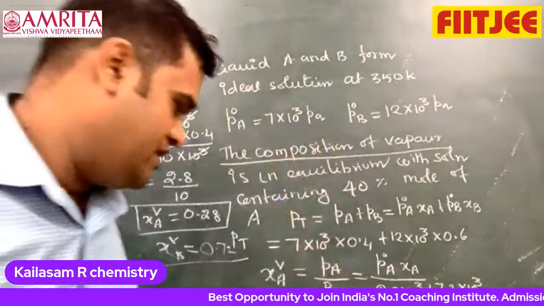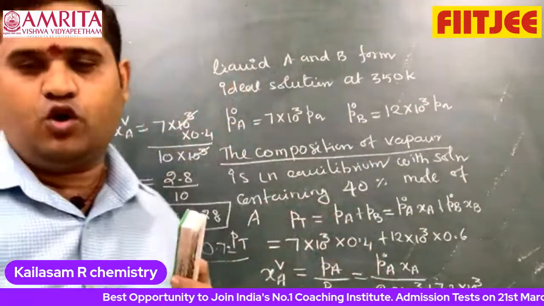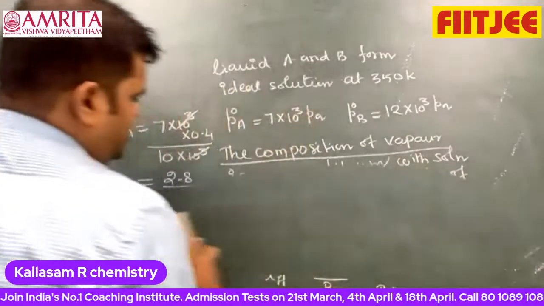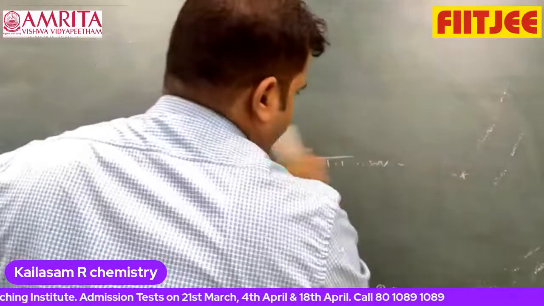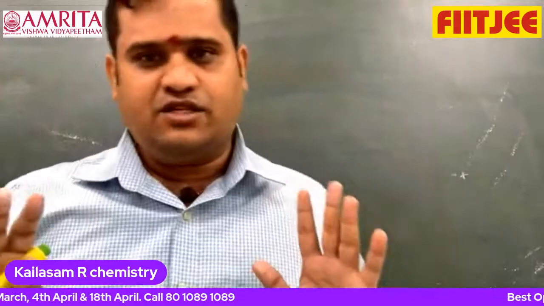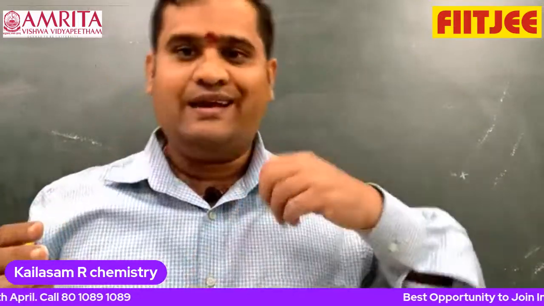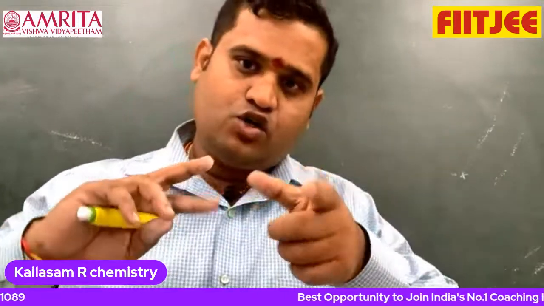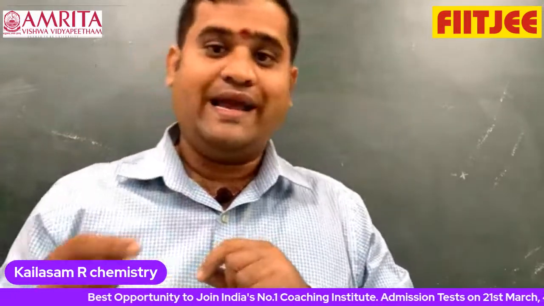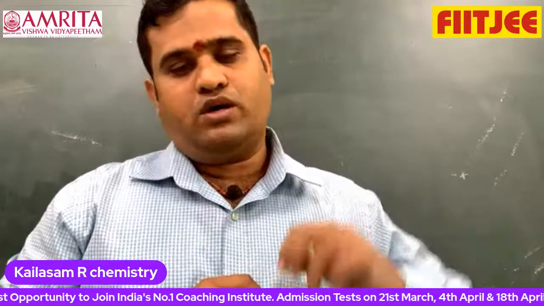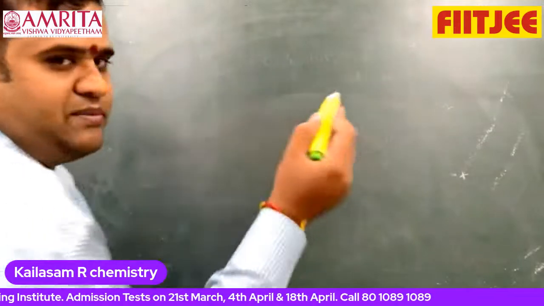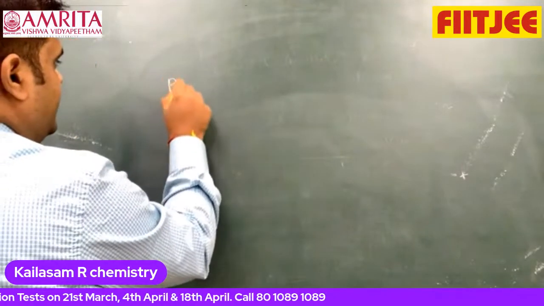That's all. Now, deviation from Raoult's law. What is deviation from Raoult's law? Obviously, ideal solutions generally never exist. What solutions exist? Only real solutions. In that, there are two types of deviation: one is called positive deviation, and the other is called negative deviation. What is positive deviation? Look at this, I'm taking an example for positive deviation.